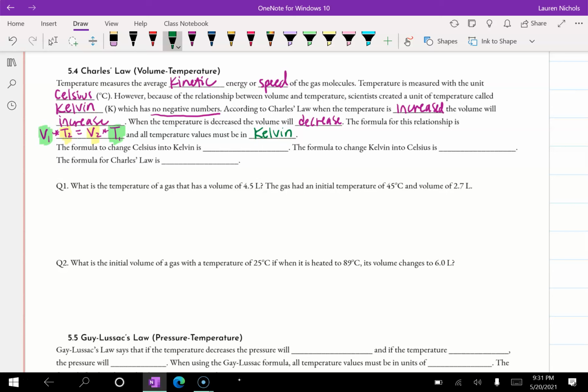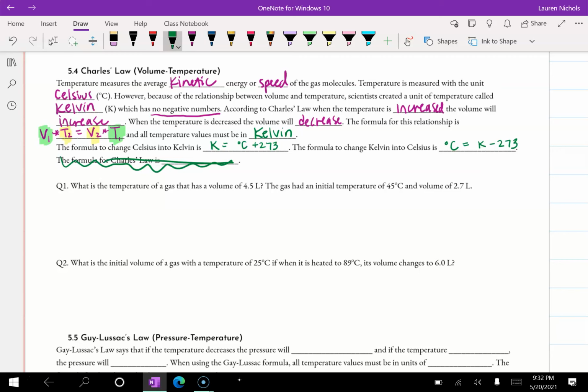Otherwise, it doesn't work. Now, the formula to change Celsius into Kelvin is that Kelvin is equal to whatever you have in degrees Celsius plus 273. And the reverse, if you have Kelvin but you want to change your answer into Celsius, your degrees Celsius would be equal to whatever you have in Kelvin minus 273. So again, we have V1 times T2 equals V2 times T1. Key thing is that it is in Kelvin.